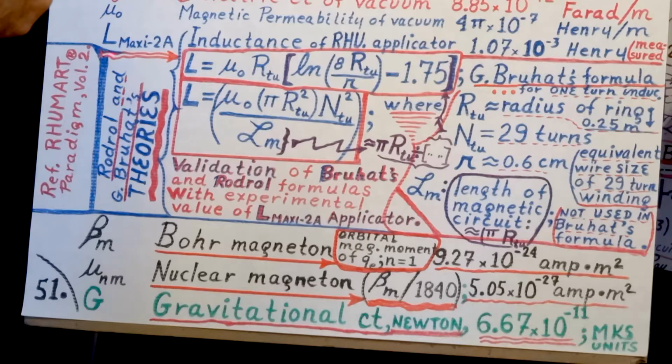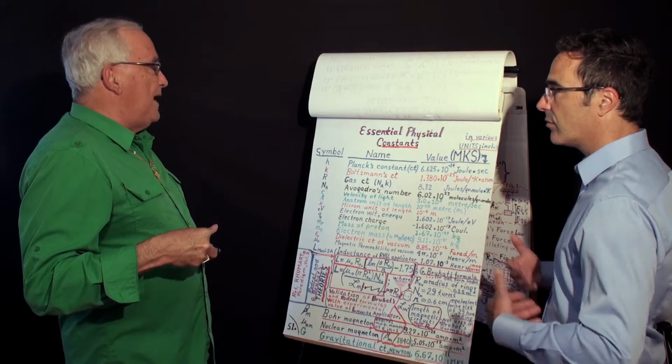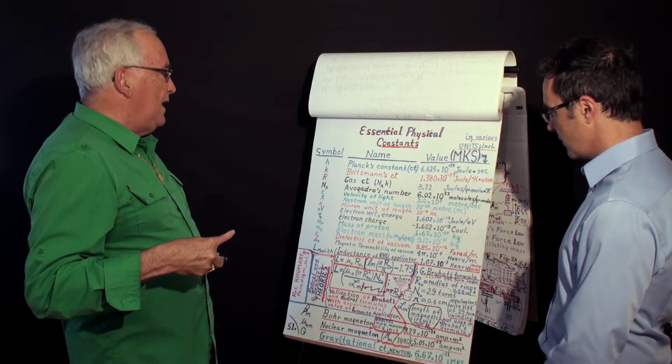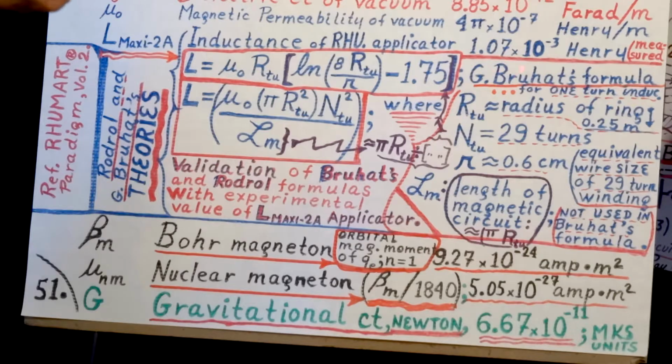So the inductance of a Maxi 2A, inductance of Raman applicator, which is a general applicator. The Maxi 2A is the large ring applicator, only one ring. It has the value of 1.07 times 10 to the minus 3 henry, or millihenry. Okay, so it's precise.